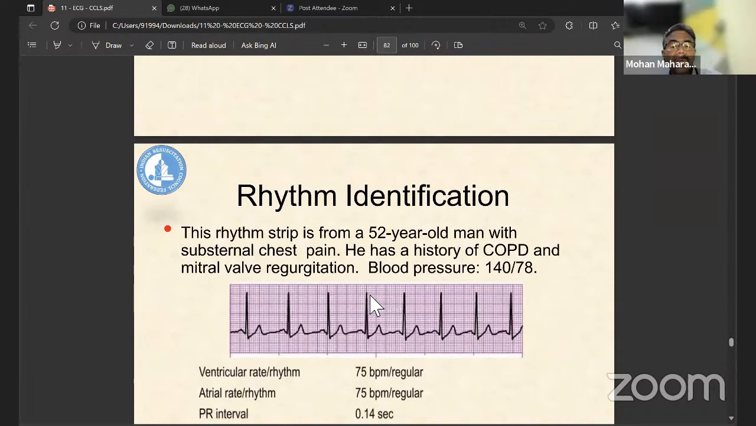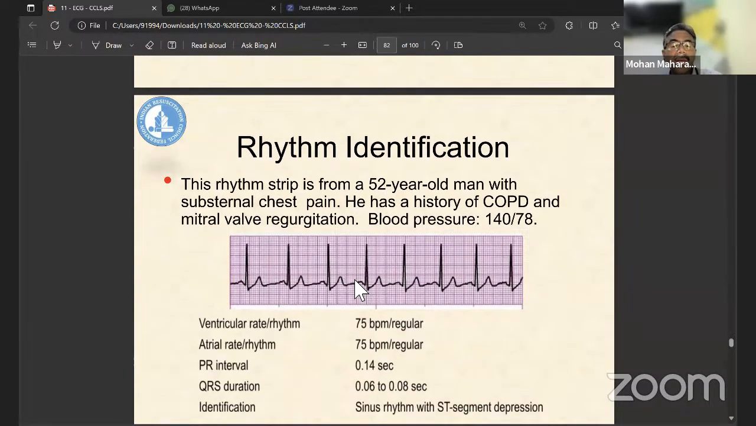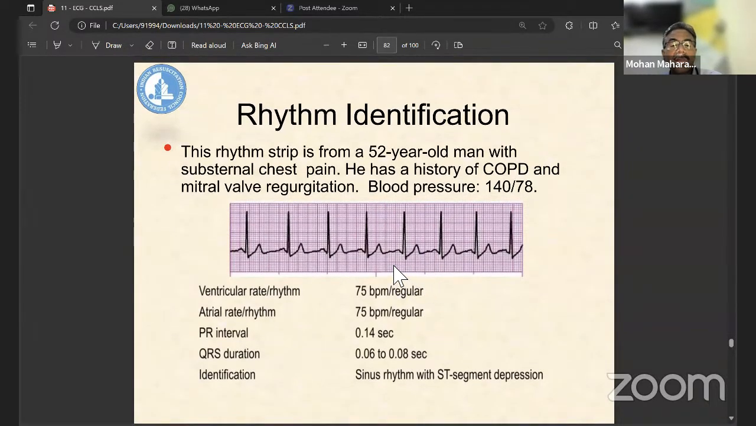75 per minute, because 1, 2, 3, 4, 300 by 4. Then again here, look, it's regular. PR interval 0.14 second and QRS 0.06 to 0.08. Everything else normal. What is the issue here? Sinus rhythm with ST segment depression.